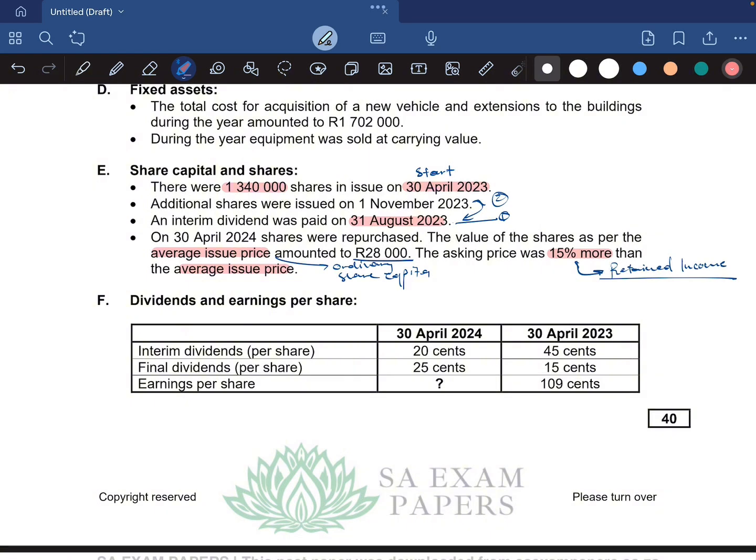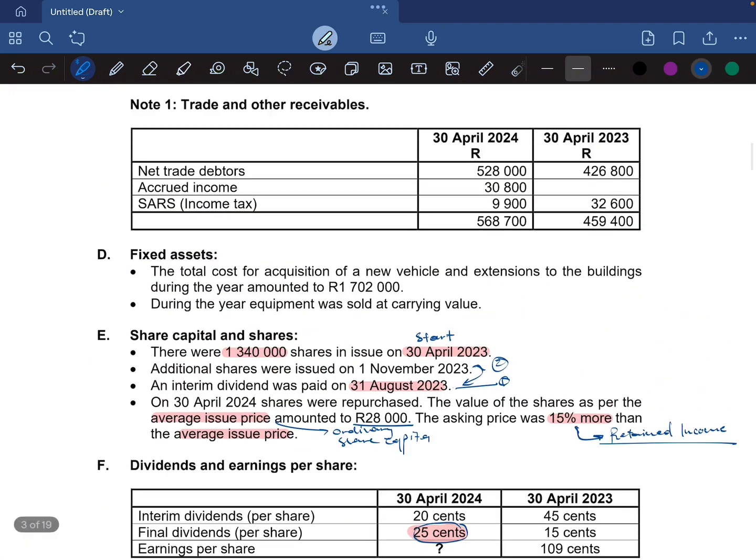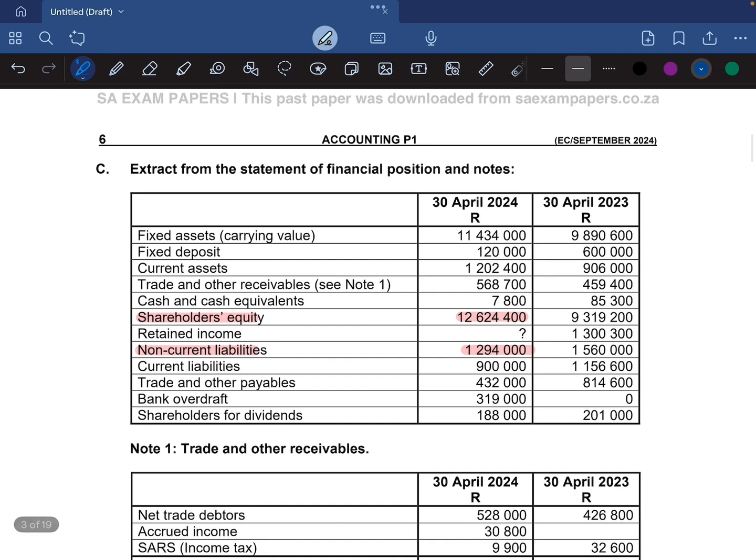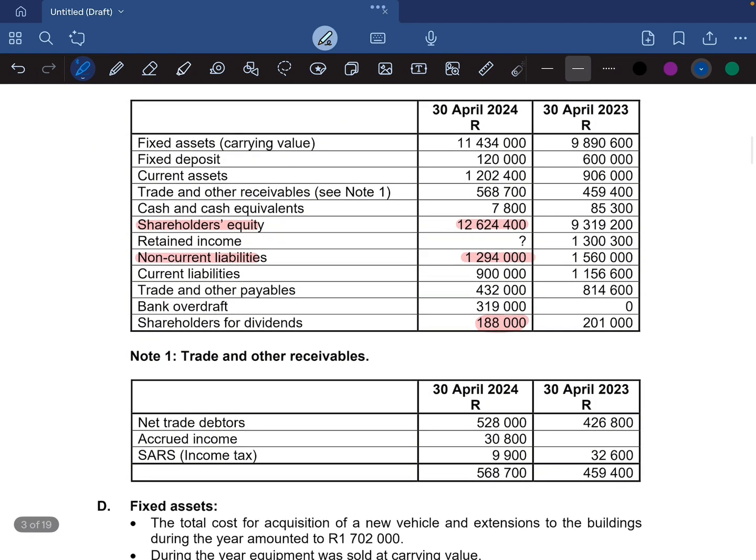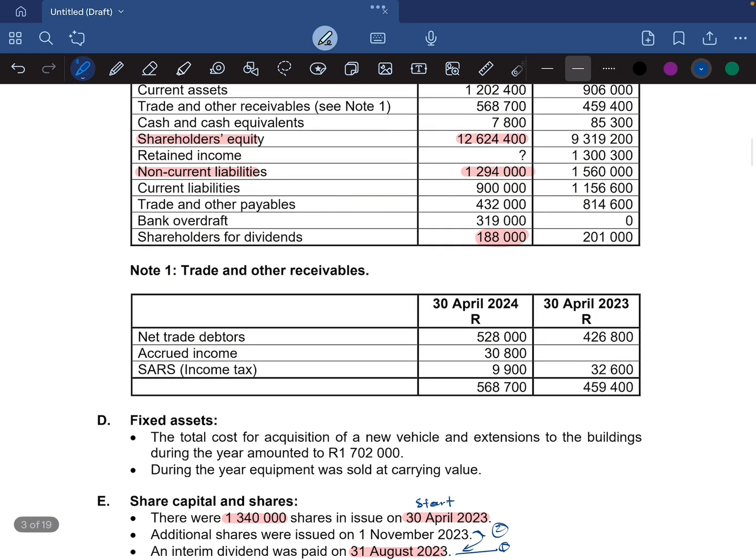Okay, so when we look at information F, to save ourselves some time, we are going to look at the final dividends per share. We know that 25 cents was declared for the final dividend. The number of shares at the end will receive 25 cents per share. But now we do know that this amount that was paid or should be paid out to the number of shares at the end is 188,000.